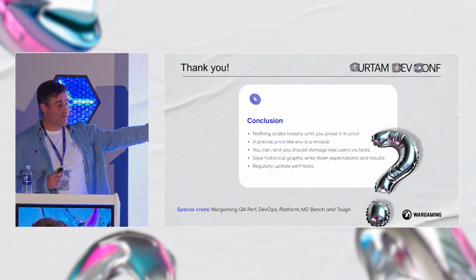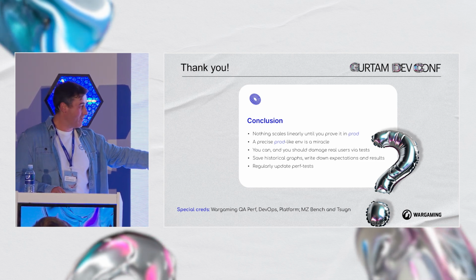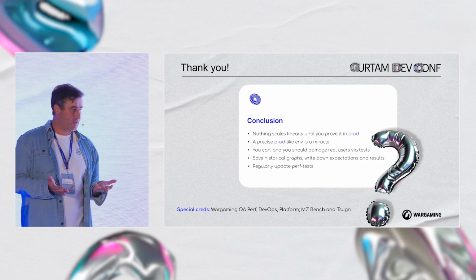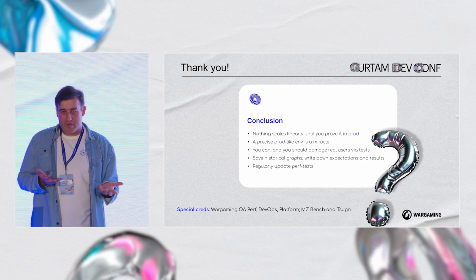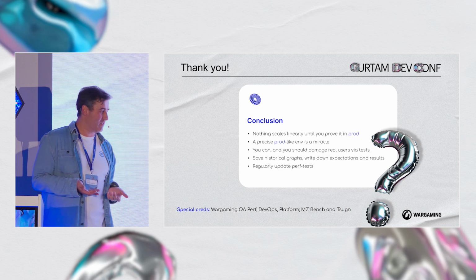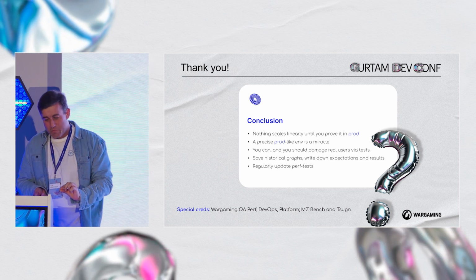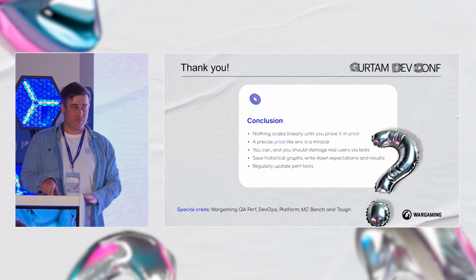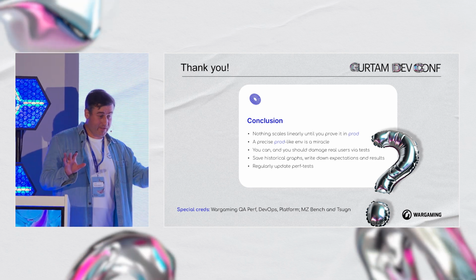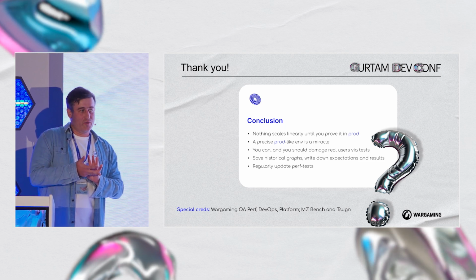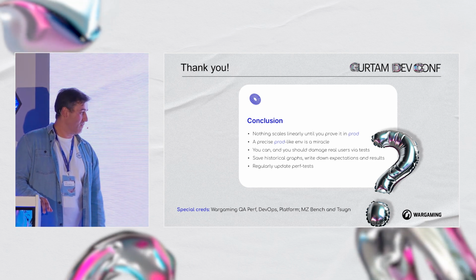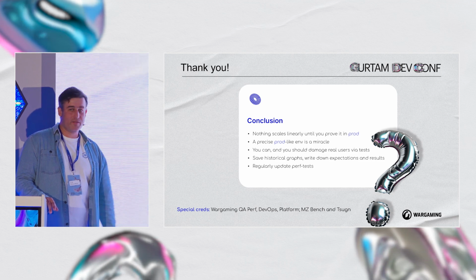It's really the final summary, yeah? I mean, there is no other slide. Nothing really scales linearly until you prove it. Nothing. A prod-like environment is a miracle. You may try to achieve it and you should try to achieve it, but it's a miracle. You not only can, but you should damage real users sometimes, not every night for sure, during your production performance testing. Save everything, create artifacts. I propose you screenshot your Grafanas because they have retention policies, and do that regularly.